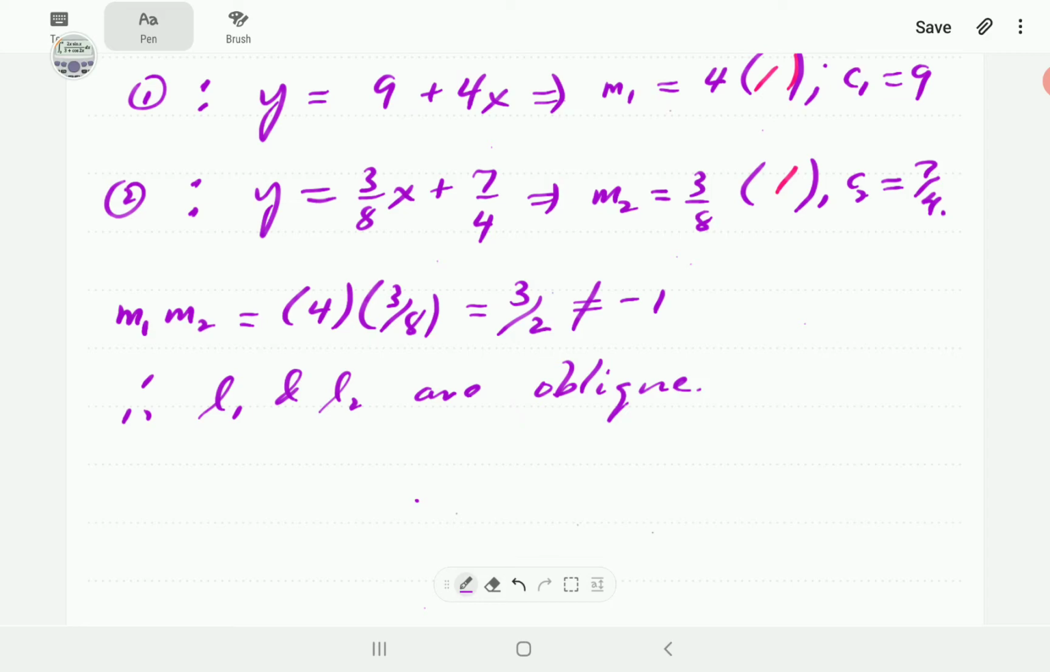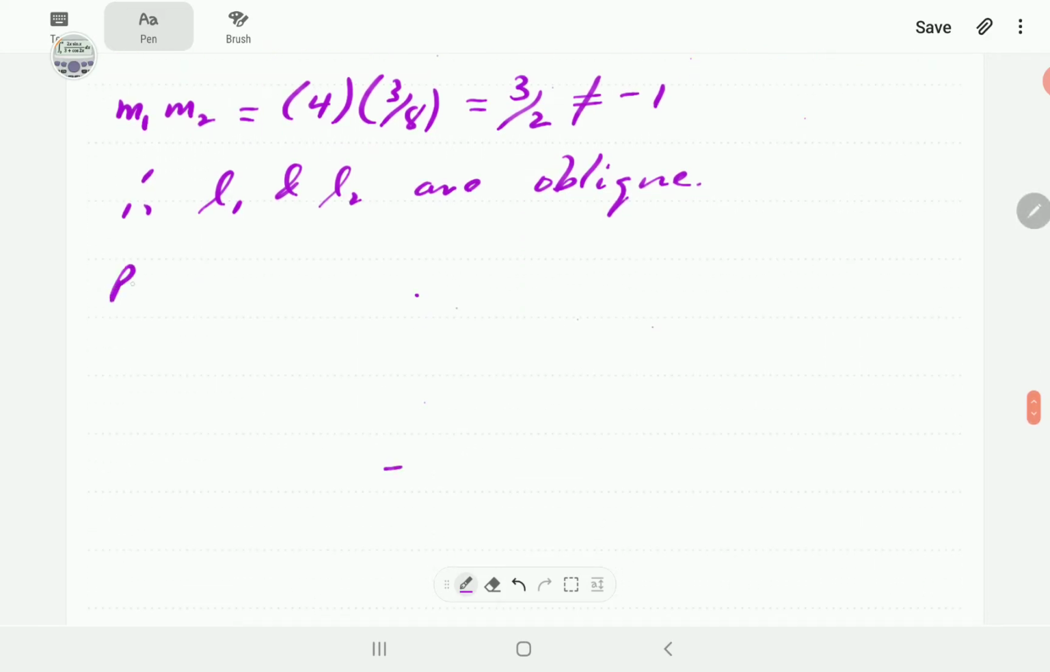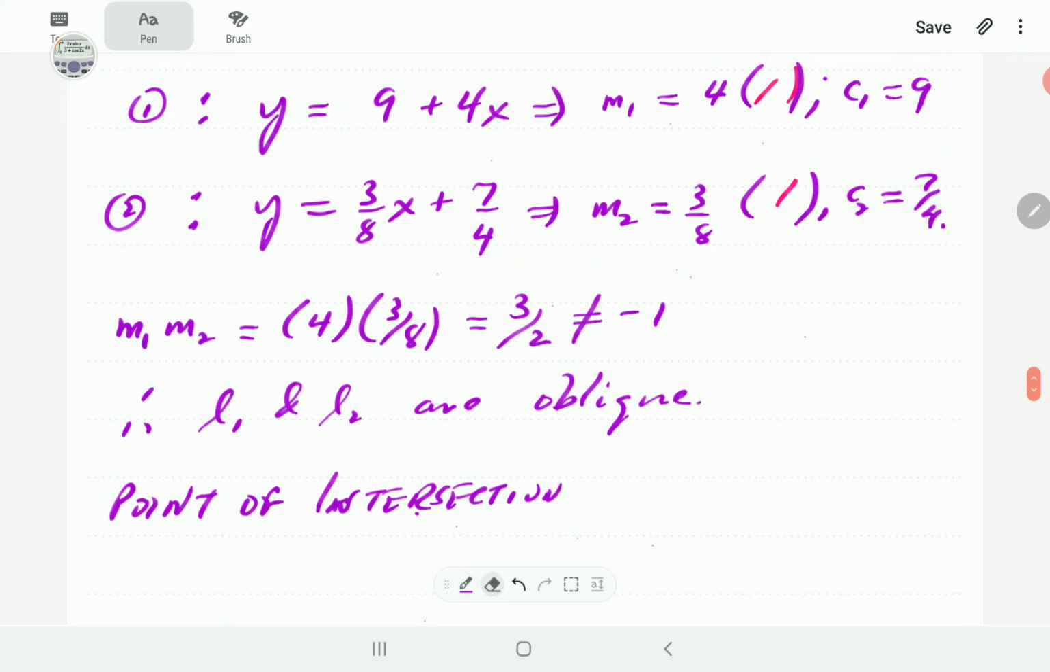So what we are going to do is find the point of intersection. So let's do that here, point of intersection. What that is going to involve is solving two simultaneous equations.